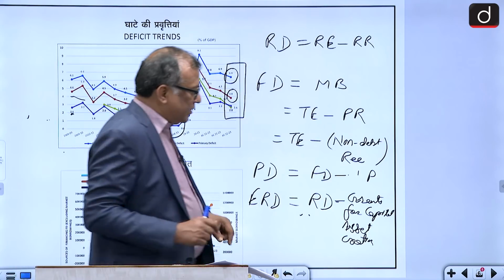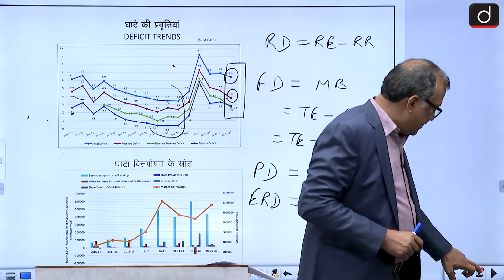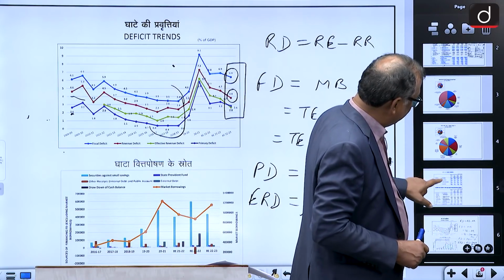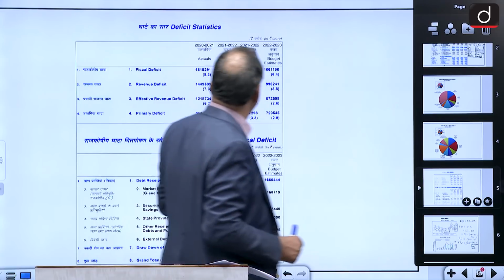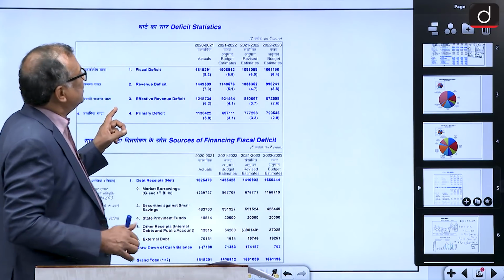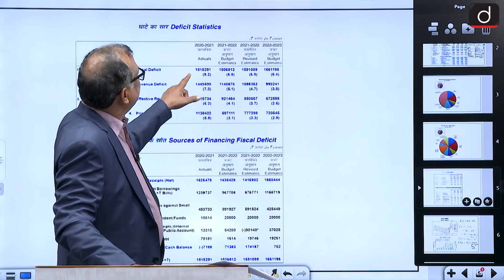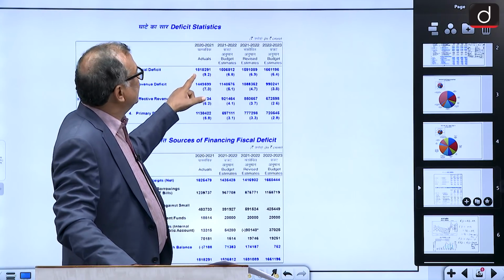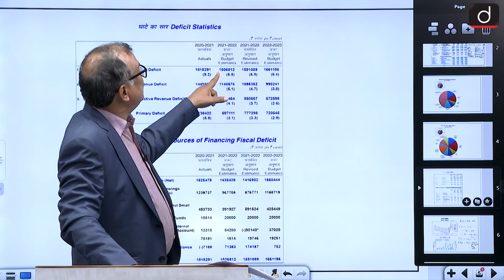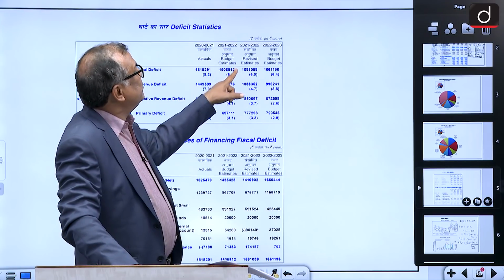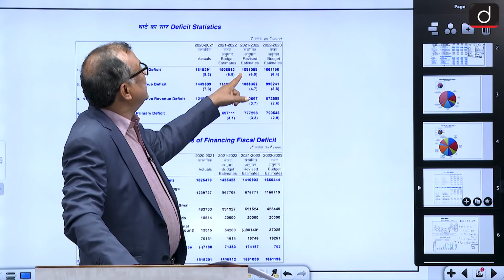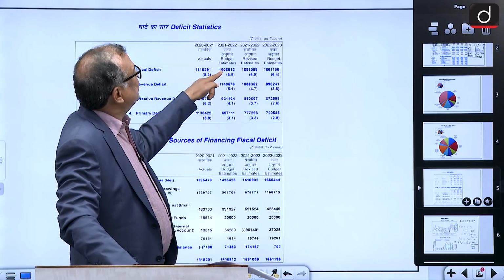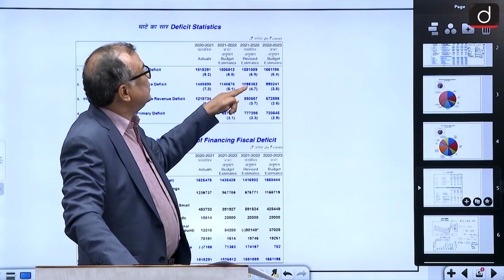So, this is about data trend. Now, if you look at amounts of fiscal deficit, 18,18,000 crore fiscal deficit last year. This year it was initially projected to be 15 lakh crore, but now been revised up to 15,91,000 crore. From 15,07,000 crore to 15,91,000 crore.